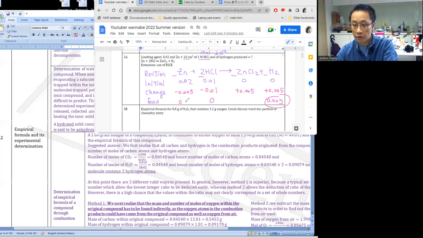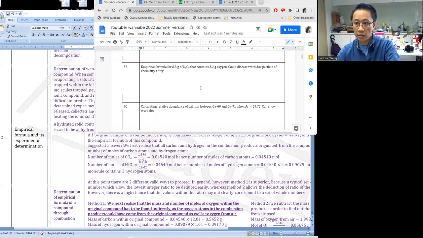But to complete the table, because sometimes they will ask you for the amount of unreacted excess reagent. In this case, for this particular reaction, there should be that many moles of zinc remaining, and then the amount of zinc chloride formed should be this, 0.005. But again, the final answer is A, 0.005 moles of hydrogen.